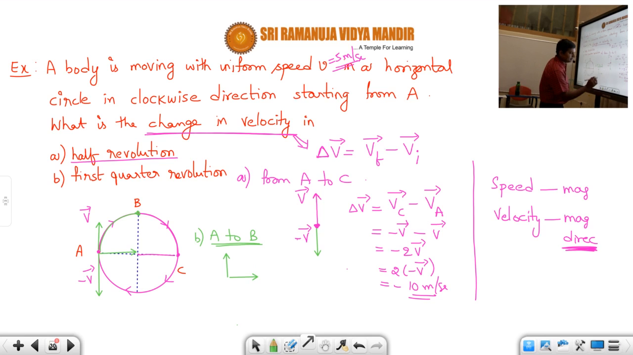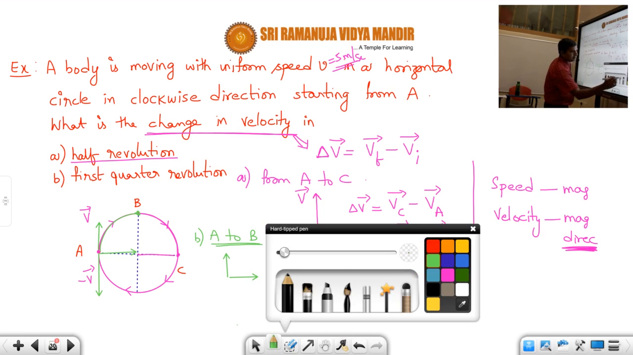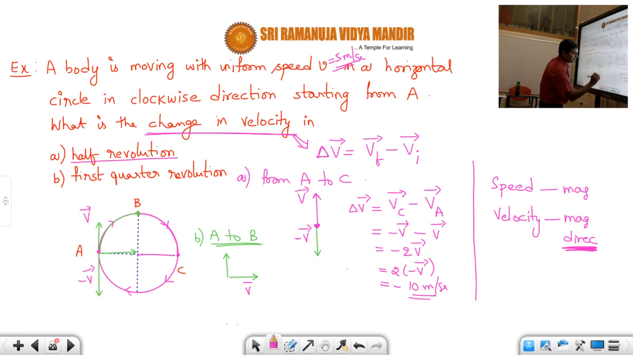Okay. So this is the v vector, students. Now this is at point B, students. This is Vb, that is the velocity or the speed at point B. This is at point A, students. Now you are asked to calculate Vf minus Vi. That means our change in velocity is nothing but Vf minus of Vi.